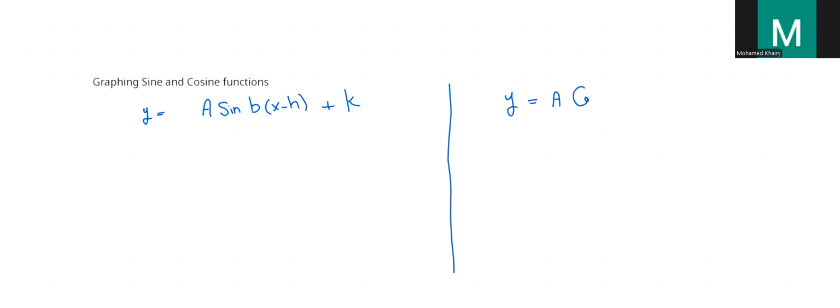Let's say y equals a sine, where a is the number or the coefficient of the function itself. Then here I have b, inside the parentheses I have x minus h, plus or minus k. The same thing happens for cosine. So y equals a cosine b times x minus h plus k.